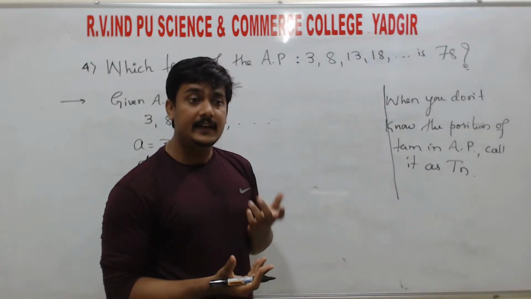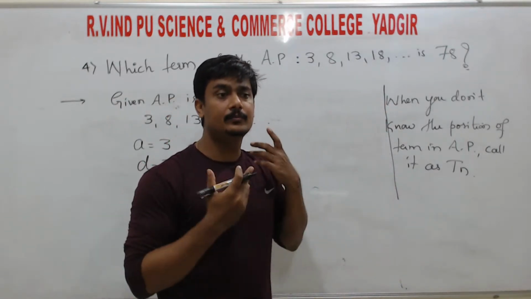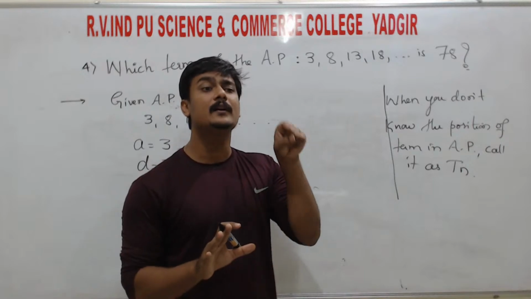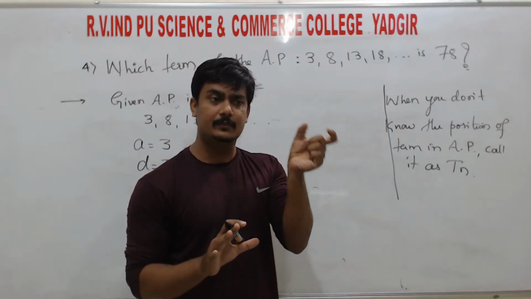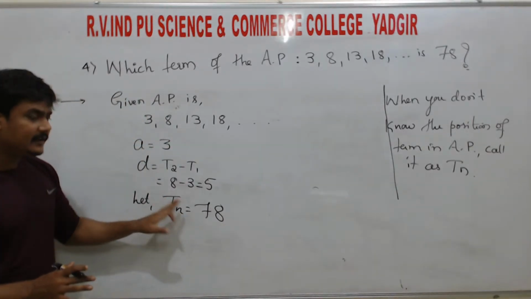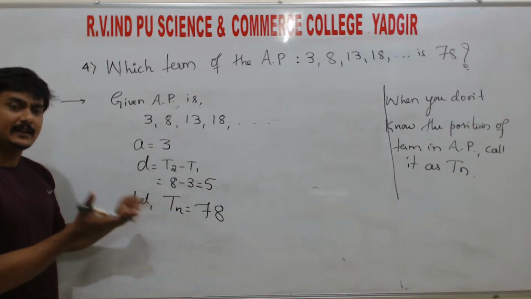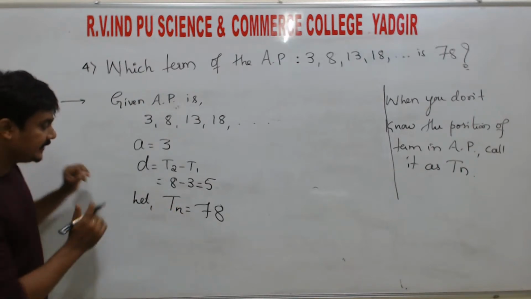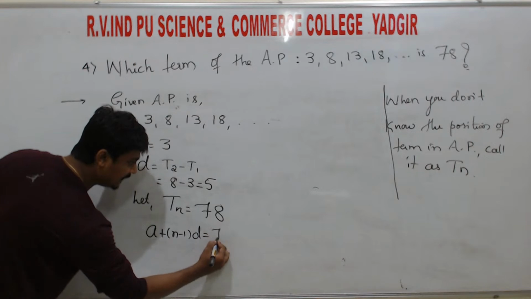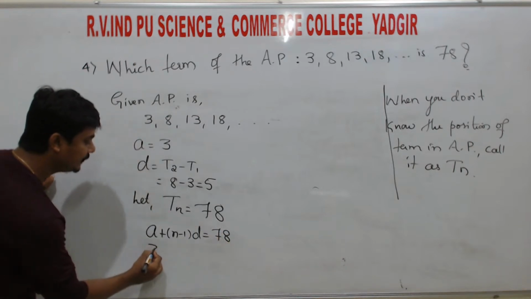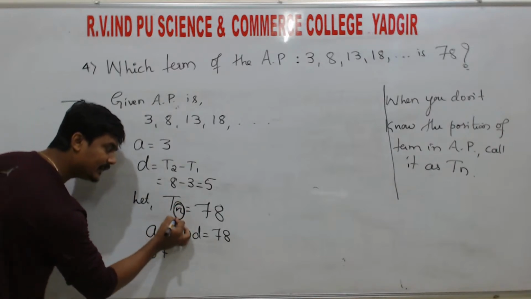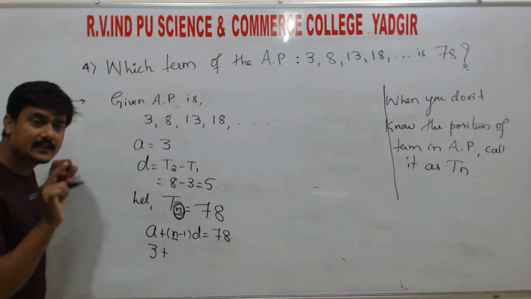I do not know 78 is which term, whether it is the 11th term, 30th term, I don't know. When you do not know the position of the term of the arithmetic progression, if you are asked to find out the position, you take that term as Tn. If you find out n value, you will come to know that this is the 10th term, 11th term, like this. Okay, so we'll take Tn as 78. What is the Tn formula? A plus n minus 1 into D is equal to 78. We know A value is 3, plus I don't know n value. I need to compute this n only. This n will tell you what? The position of the term, nth term.